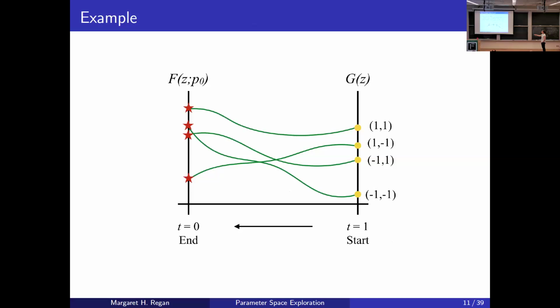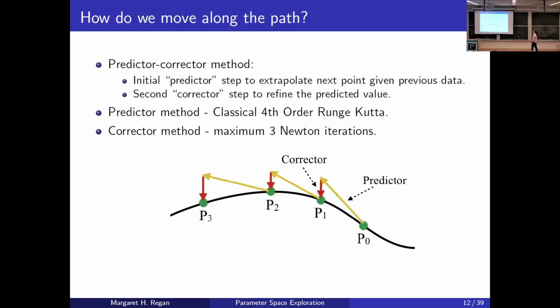And so we predict and we correct back to the path to stay on that same path from one solution to then the target solution for the target system. And so generally our software uses classical RK4 to predict, and then some number of Newton steps, maximum 3-ish, but you can change this, to correct back.